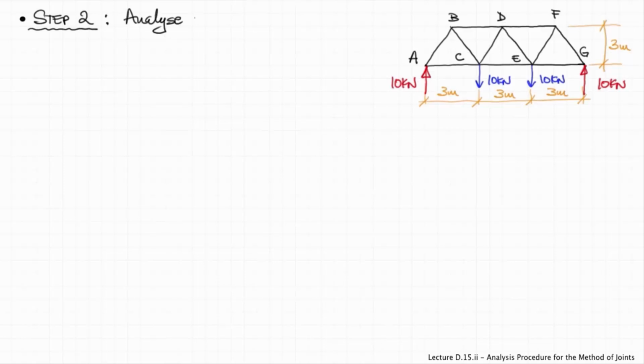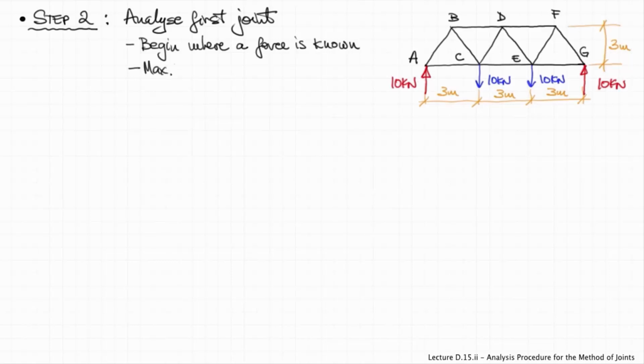Now, step number 2, we were going to analyze the first joint as a particle. We need to look for a joint where we already know a force, so a force that is given, and also we need to select a joint that has no more than 2 unknowns, because we can only solve for 2 unknowns when we write the equilibrium equations for a particle. So therefore, can we start with joint B? No, because joint B has no known force applied to it, so we have no number to start with.